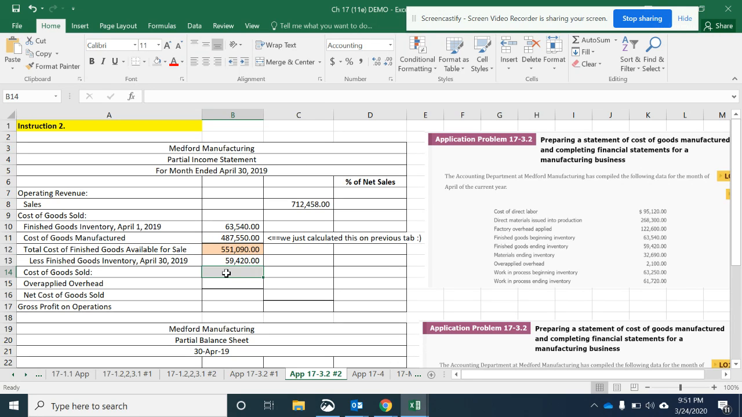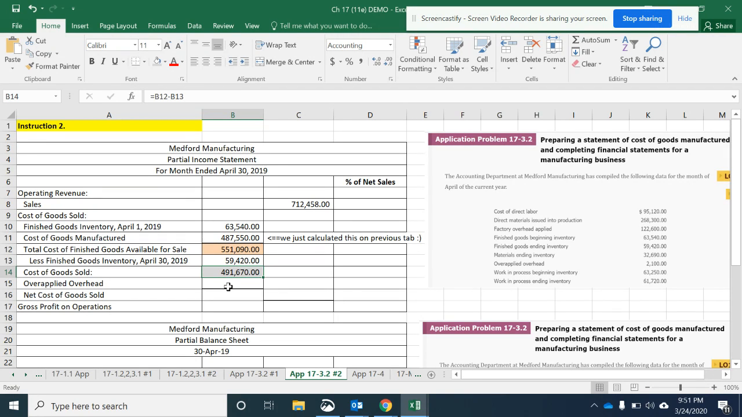And the gray means that we're subtracting out to get cost of goods sold. So we're going to take the 551 and subtract out what's left over. That is our cost of goods sold because that's left over. We haven't sold that yet, but we have sold this, and this is what it cost to make that.